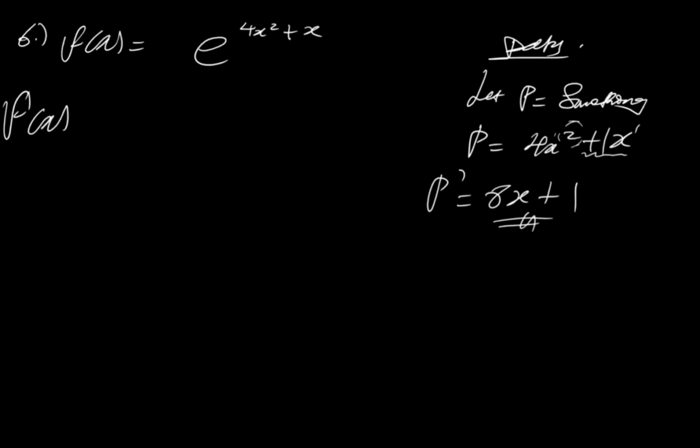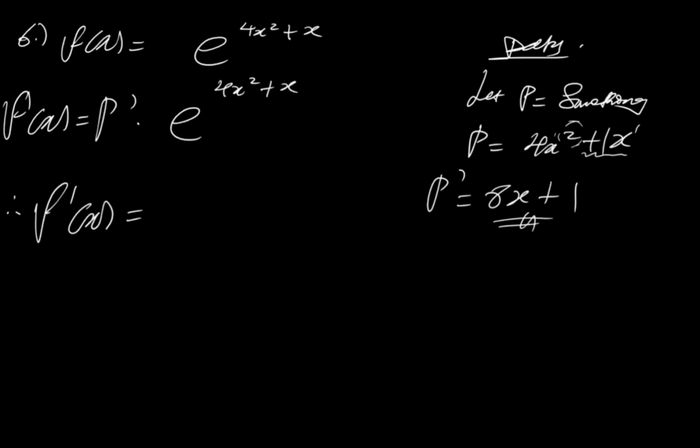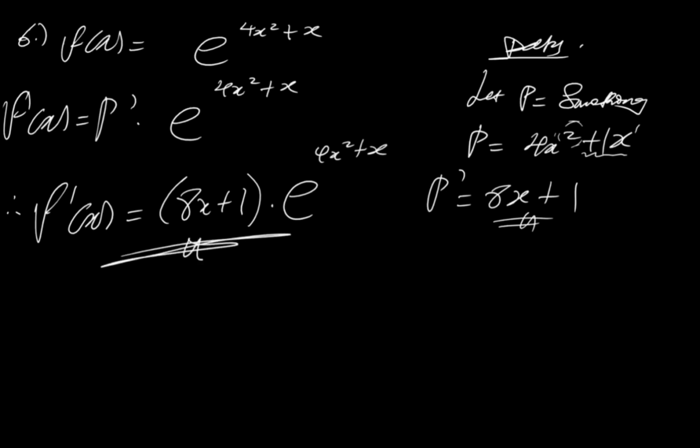So f prime of x will always be the derivative of something, which is p prime, times e to the something, which is 4x squared plus x. Therefore, f prime of x is equal to p prime, which is 8x plus 1 times e to the 4x squared plus x. And this will be your derivative.